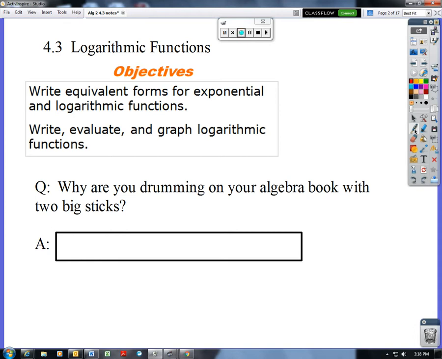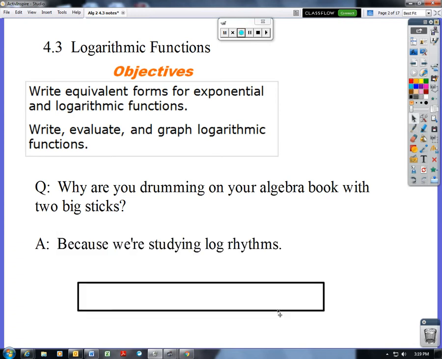We have a question, why are you drumming on your algebra book with two big sticks? So you could probably guess maybe from the title, it might be something like this, because we're studying logarithms, which are exponents.